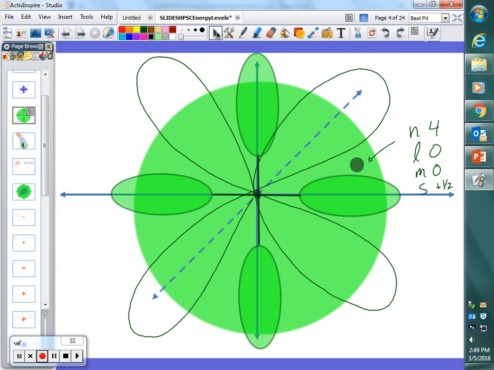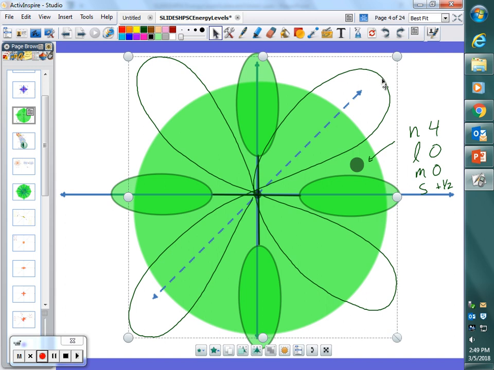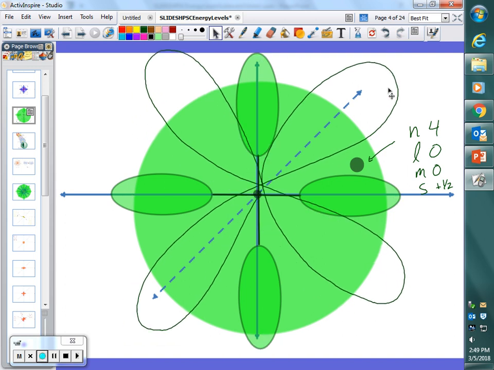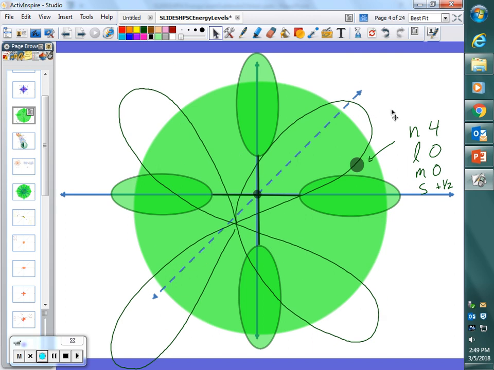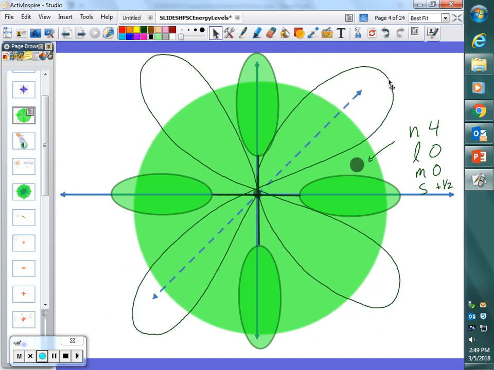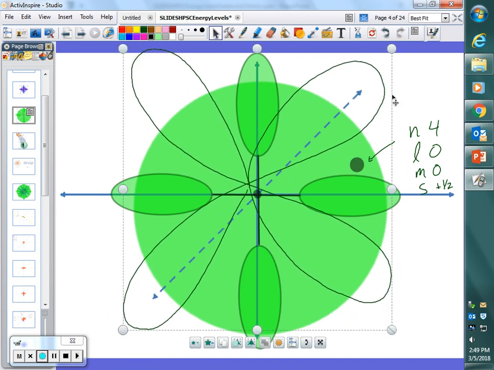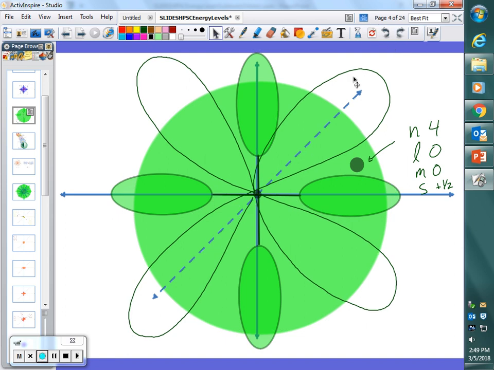There is 1 d orbital on this drawing. Here it is. Remember, this whole thing is a d orbital. This is 1 orbital. All right, here's what I'm going to do. I am going to put 4 electrons on this drawing, and I want you guys to work together to come up with the quantum numbers for these 4 electrons. All right? Here goes nothing.